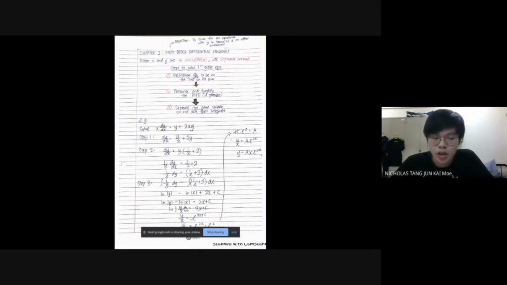And then with the laws of logarithm, we can form the equation ln(y over x) equals 2x plus c. And then we use anti-log, we get y over x equals e to the power of 2x plus c. And then since e to the power of c is a constant, we can let e to the power of c be a. So y will be equal to ax times e to the power of 2x. My group mate Rushdi will be continuing with the second case of questions.